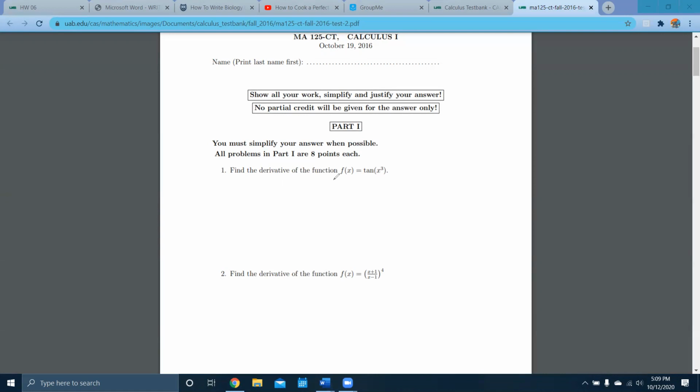All right. So first one, find the derivative of f of x equals tangent of x cubed. This is a chain rule problem. So we're just going to say, instead of f of x, we're going to have h of x equal to f of g of x. Now, when you do the chain rule here, h prime is going to be equal to f prime of g of x times g prime of x.